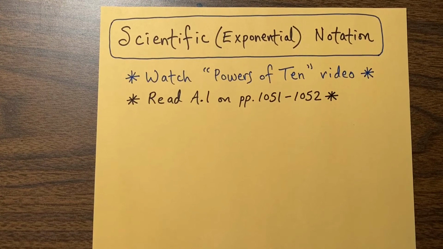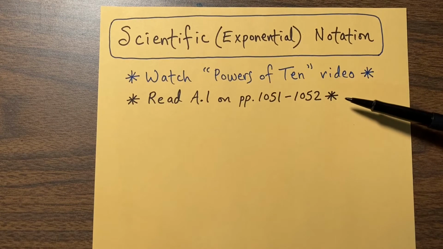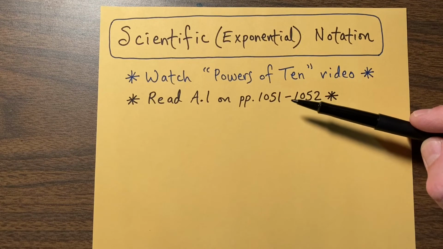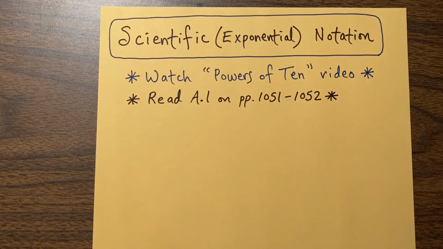Now in this class, we're going to deal with very small numbers and very large numbers. So it's very important that you can use and write numbers in scientific or exponential notation. So if you haven't already done so, please watch the Powers of 10 video I put a link to on Canvas. It is a good demonstration of the power of 10 and between the very large and the very small. It's fun to watch. And also there's a couple pages in the back of the textbook in Appendix 8.1 on pages 1051 and 1052 where it goes over a lot of the rules that I will show you here.